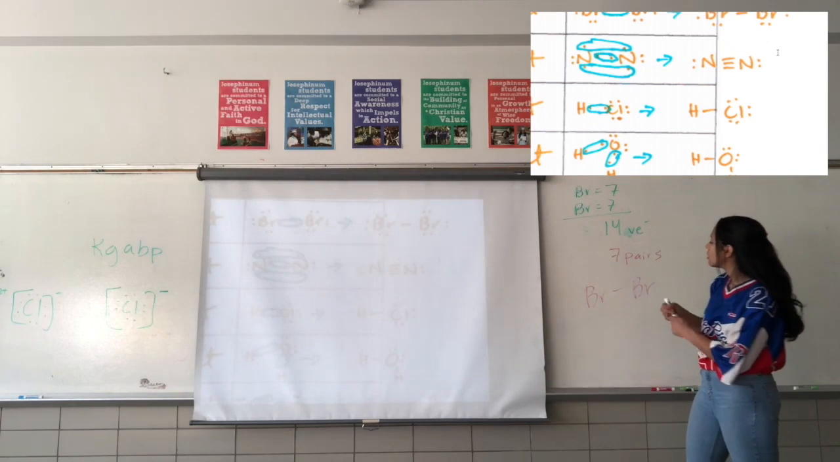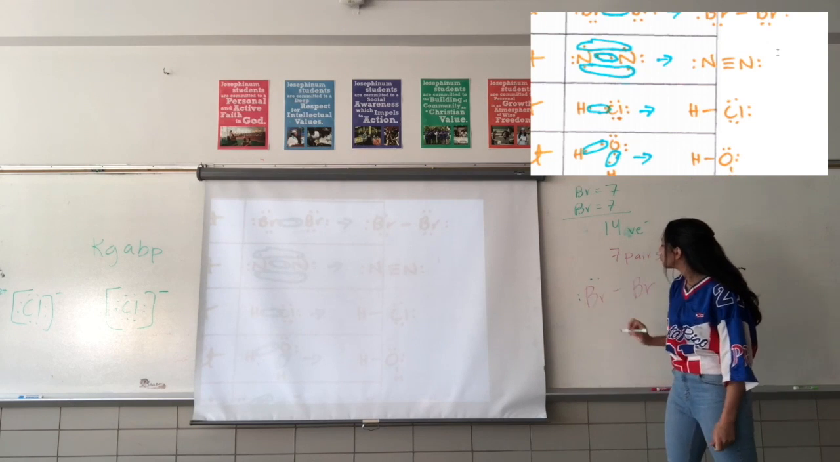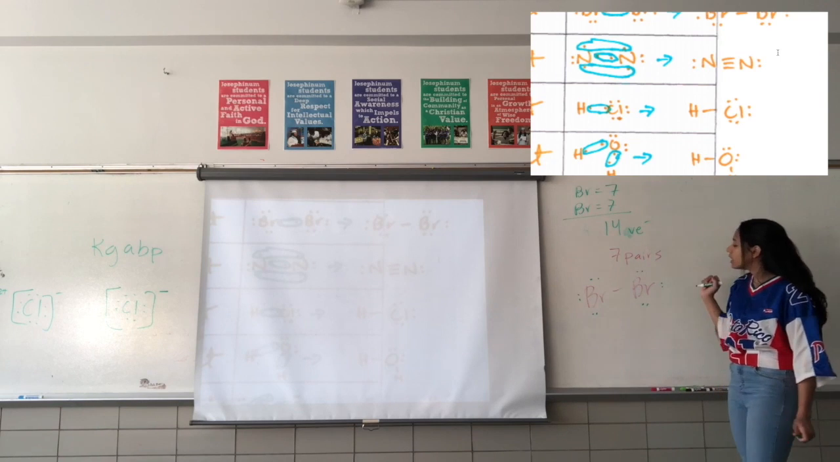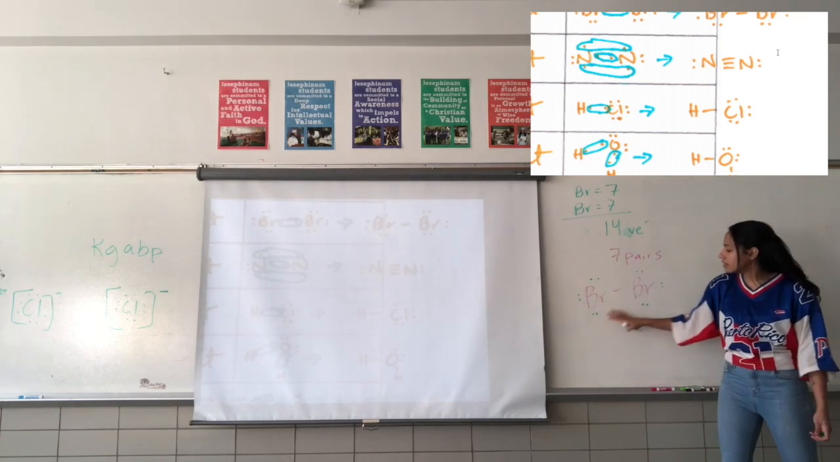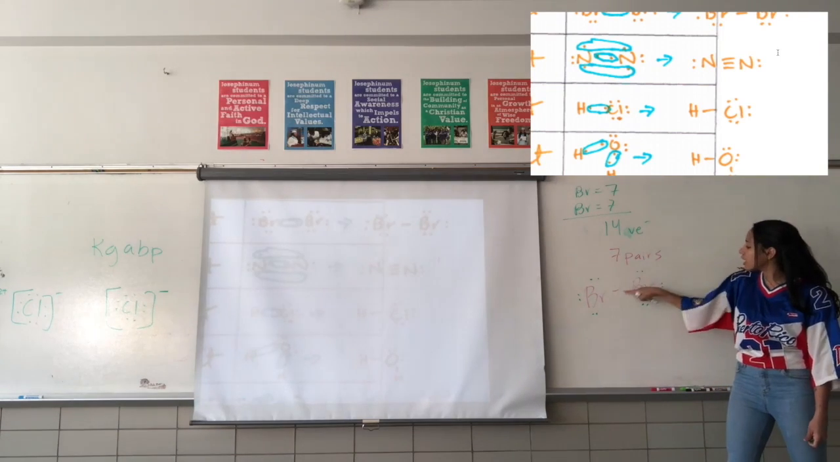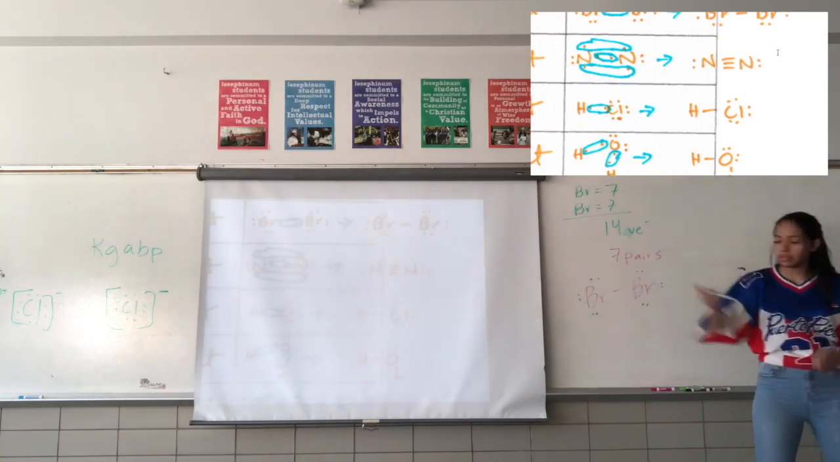So that's 1 pair, 2, 3, 4, 5, 6, 7 pairs. And do they each have 8? Yes. 2, 4, 6, 8. Yep. 2, 4, 6, 8. Beautiful. Same thing as that.